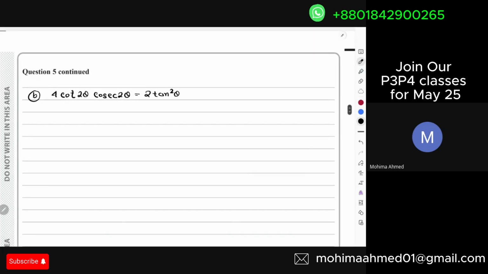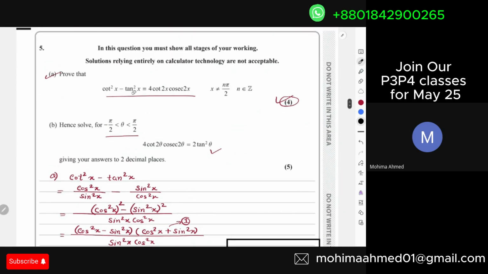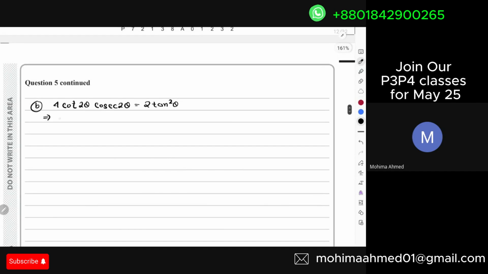Remember that this expression could also be written as cot square theta minus tan square theta, right? We started the equation, right? Cot square x, tan square x. So the left side of this equation can also be written as 4 cot square theta minus tan square theta and then 2 tan square theta. I'm basically considering this expression separately.